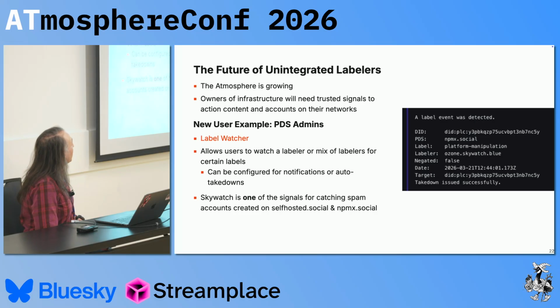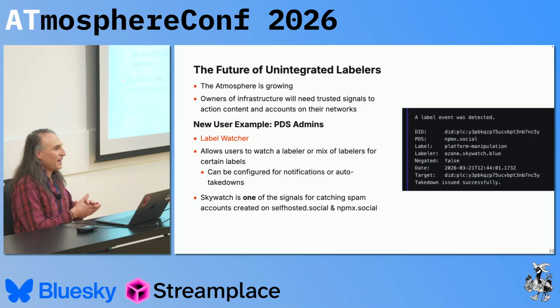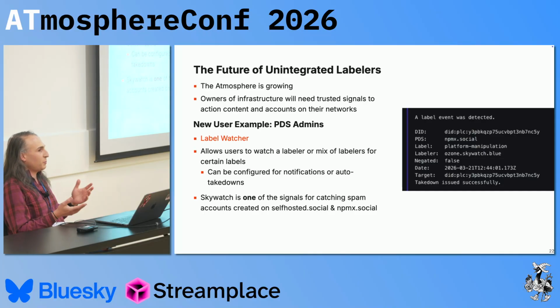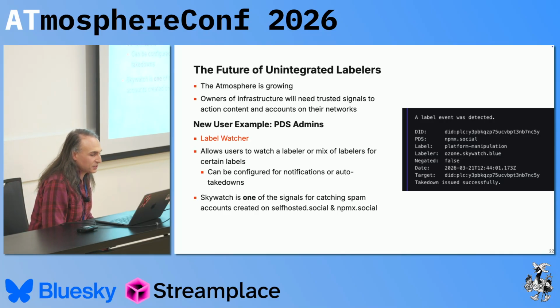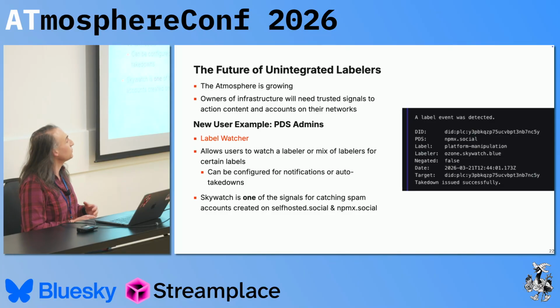is PDS admins, and I want to give a shout out to Bailey for building Label Watcher. If you haven't talked to Bailey about it, this is a tool for a PDS admin or any other piece of infrastructure to watch the firehose coming off of a set of labelers. It can either email you when a label of interest is detected being emitted against an account on your PDS, or it can automate the takedown. And the nice thing about that is it is up to you as the admin to make a decision whether you trust the labeler enough to actually do the takedown.